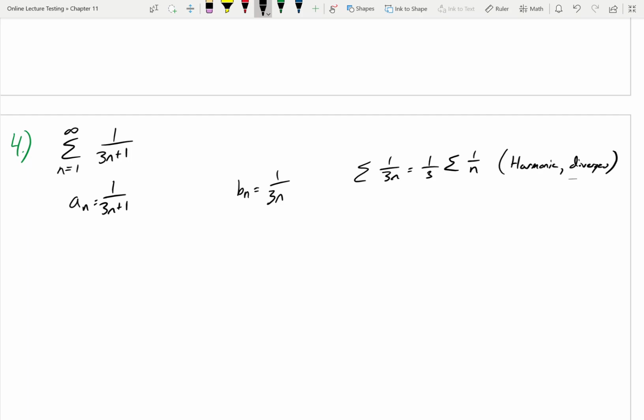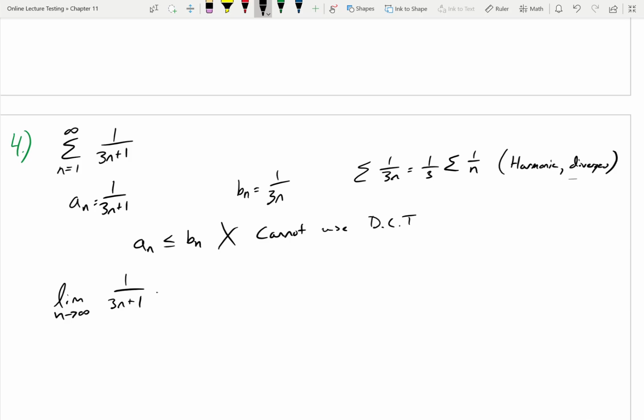Since I'm using the limit comparison test, I'm not having to worry about showing that one is bigger or smaller than the other. In this particular case, if we did a term-by-term comparison, we know that a sub n is less than or equal to b sub n, which does not help us in this situation. So we can't use the direct comparison test.